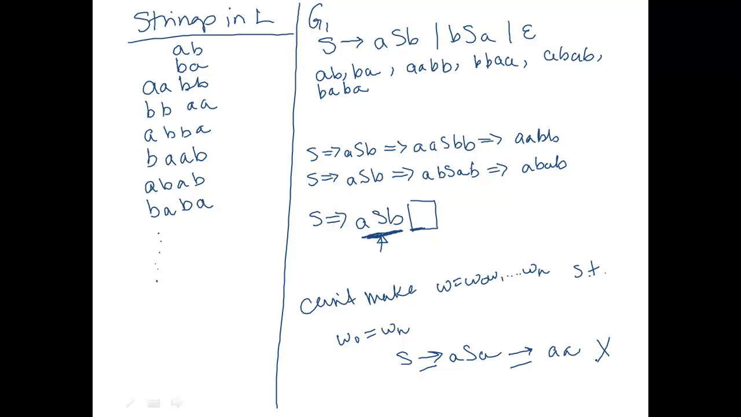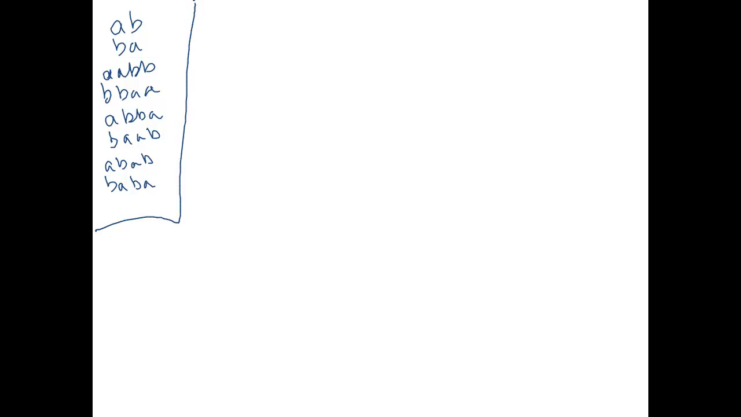Instead, let's try a second grammar. So I'm just going to jot down the strings again real quick. Okay, so these were our subset of strings that we're trying to create. So if we try a second grammar, let's call it G2.